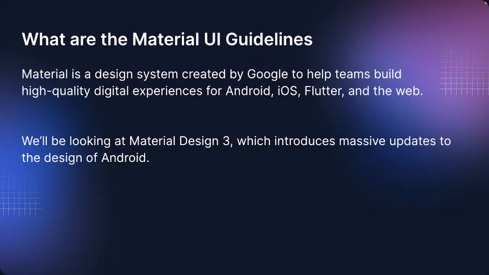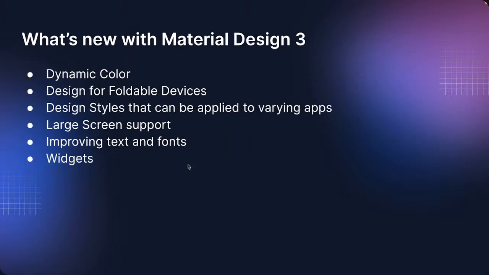Today we'll be looking at Flutter and the web, which you can see as you go on. But we'll be looking at Material Design 3, which introduces massive updates to the design of Android. And I'm really excited because I really liked how they showed it off. What's new with Material Design 3 is dynamic color, which we'll talk about, designing for foldable devices, styles that can be applied to varying apps, large screen support, text, fonts, widgets.